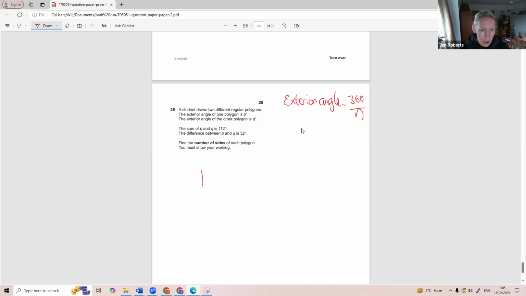The sum of P and Q is 112. So we know P, the sum means you add them together. That's what we know. The difference means you subtract them. So this is what we know. Okay, this is now simultaneous equations. Right, what do we do with simultaneous equations? I check to see if these are the same. Got 1Q, 1Q. Because you've got a plus and a minus, the signs are different, we're going to add.